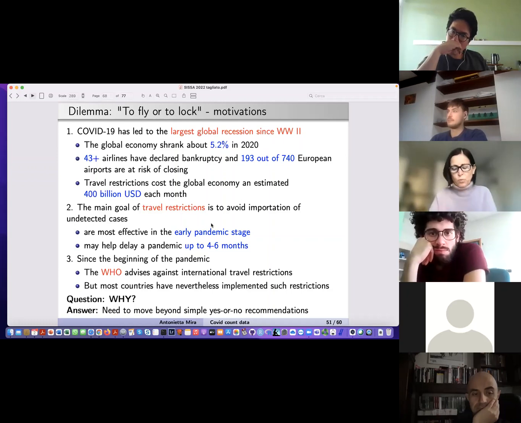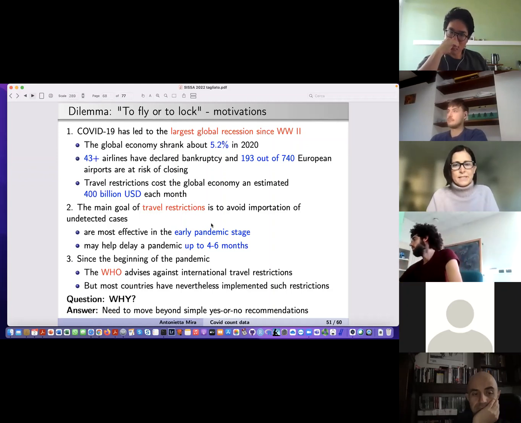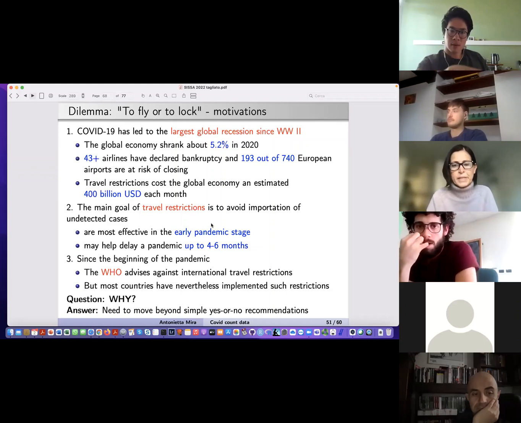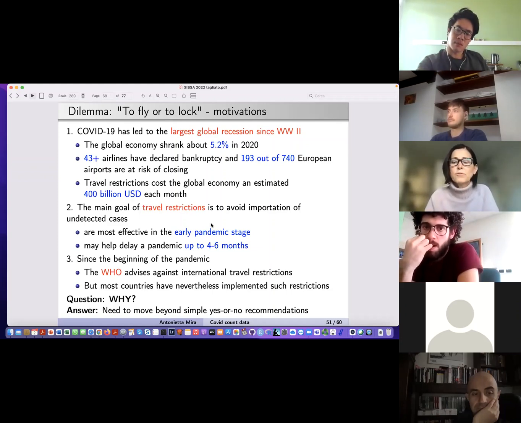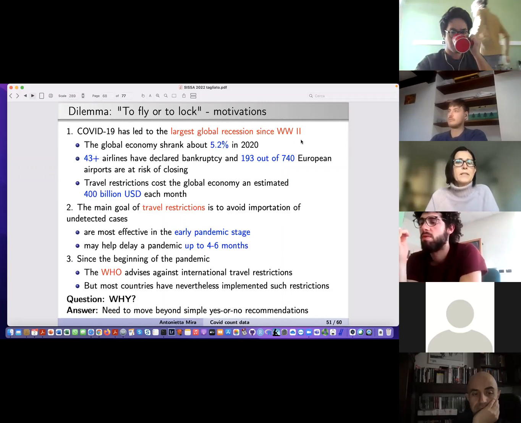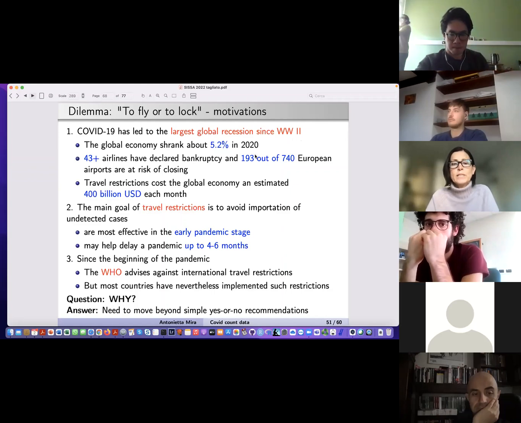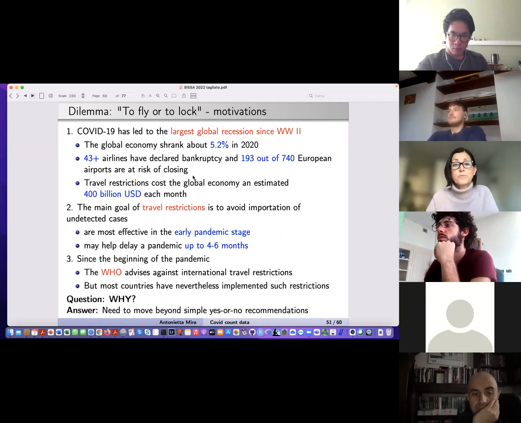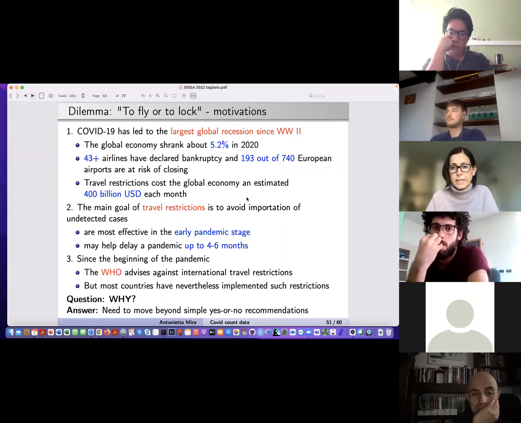So the question that we want to answer is to fly or to lock. And this is a well-known dilemma. Should we let our borders open or should we restrict people flying in and out or moving in and out of countries? Well, there are economic, financial motivations. We know that COVID-19 has led to the largest global recession since World War II. The global economy shrank by 5.2% in 2020. More than 43 airlines have declared bankruptcy, and 193 out of 740 European airports are at risk of closing. And the travel restrictions cost the global economy an estimated $400 billion every month.